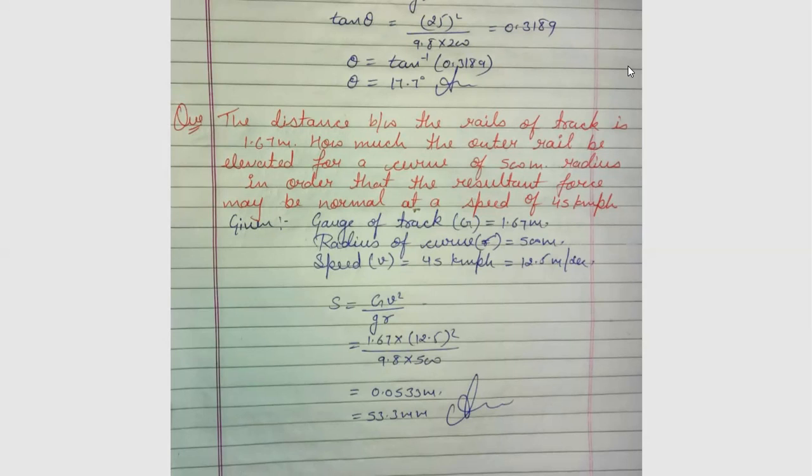We have the value of gauge of track G equals 1.67 meter, radius of curve r equals 500 meter, speed v equals 45 kmph. We convert it into 12.5 meter per second. We have the formula of super elevation, which is s equals G v square upon g r. We put all the values in this formula and we get the answer, 53.3 mm.